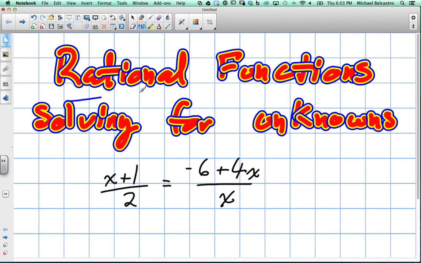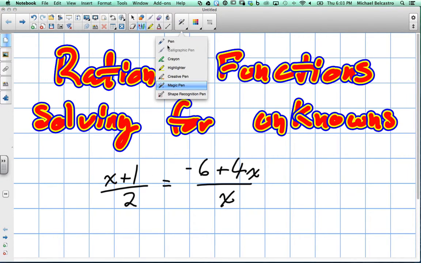Okay, so we're going to look at rational functions, and we're going to solve for the unknown, and the unknown is our x variable here. So like you said before, probably the fastest way to start this off would be to actually cross multiply everything. That way we've kind of gotten rid of any fractions we're dealing with.